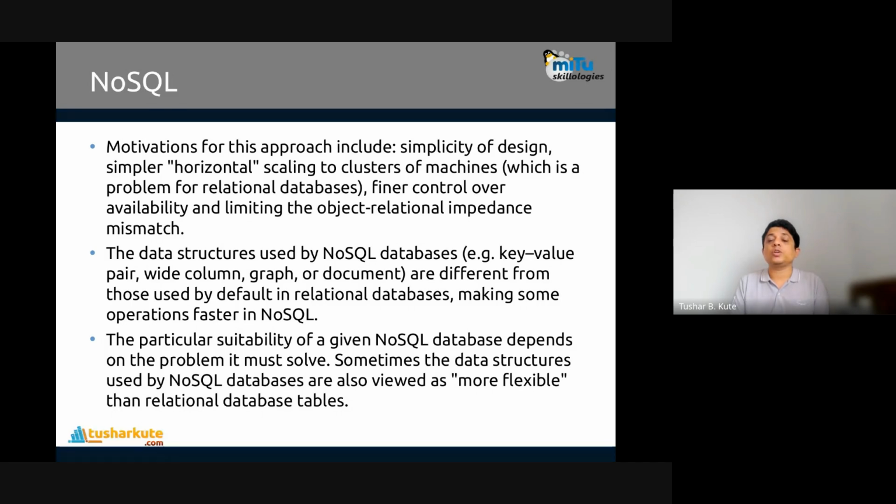Fine. So sometimes the data structures used by NoSQL databases are also viewed as more flexible than relational ones. Why flexible? Because they don't have any specific structure. Specific structure is not there. That's why they are flexible. We can add anything, we can remove anything without wastage of memory. I'll take one example of it when you see the detailing about NoSQL.